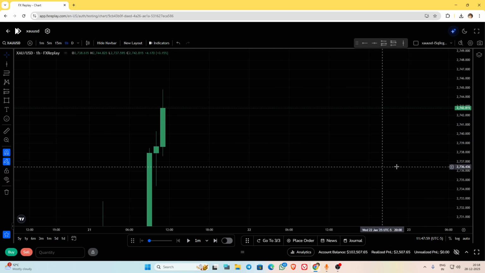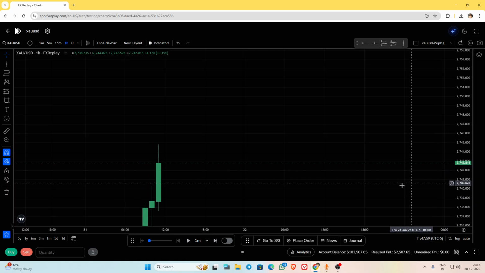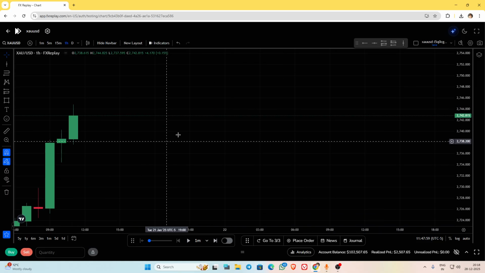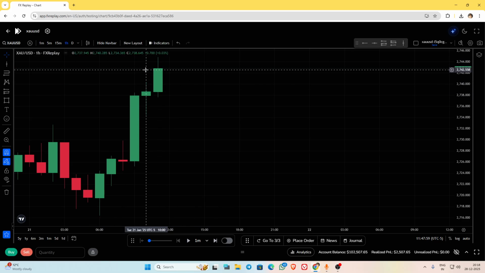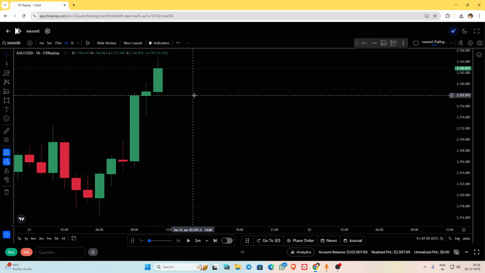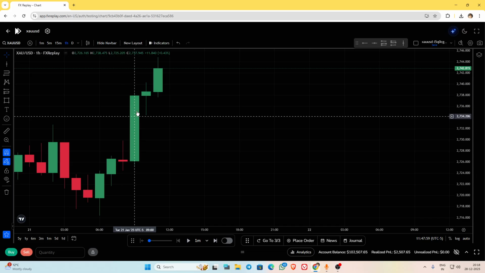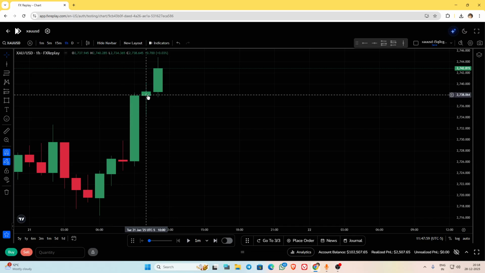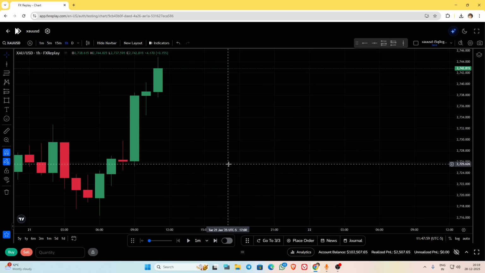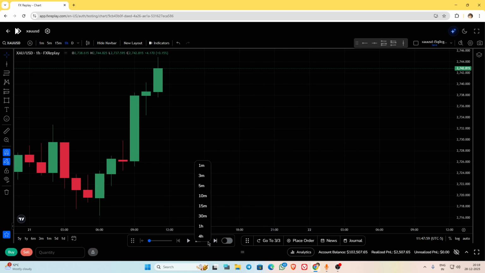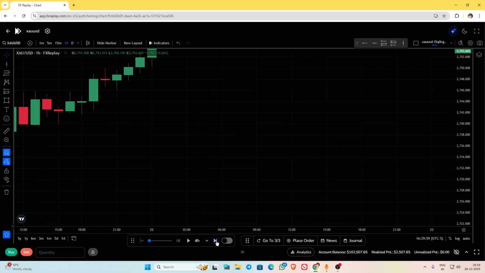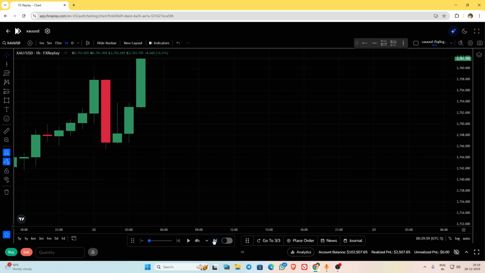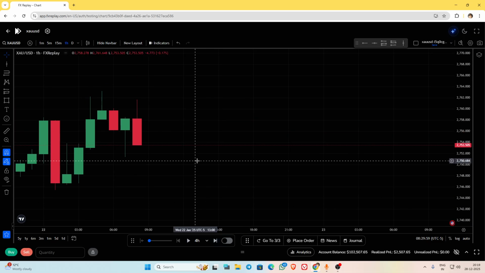So guys, as you can see, you need to mark out these POIs every time a candle closes, because if you are missing the candle closes, then there will be fewer trades. So please make sure to mark out every POI.